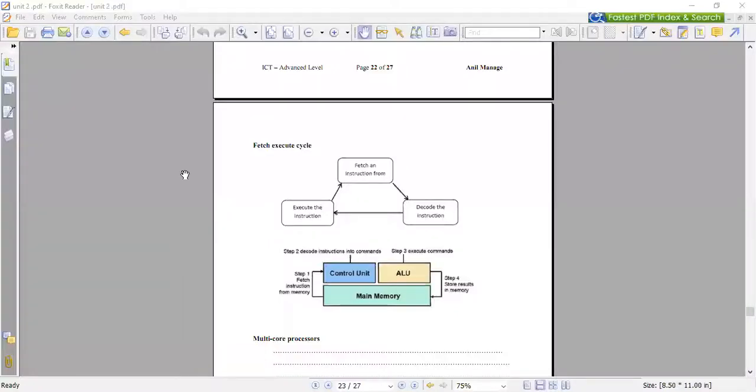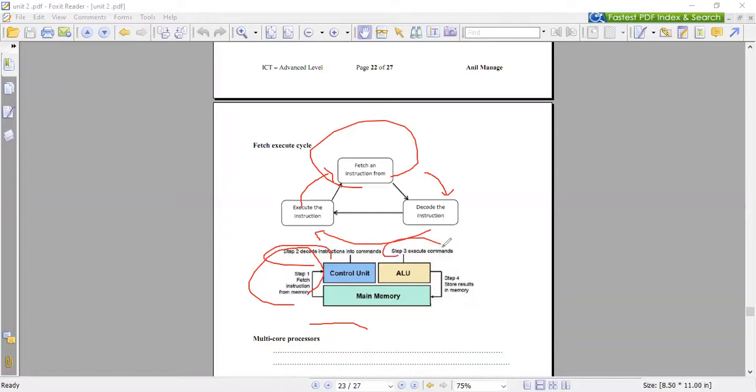Fetch execute cycle. Now you can see it is fetching an instruction from the memory actually. Then decoding it. So what I told you, that is decoding. Then executing. Then again, fetching the next instruction. So this is called the fetch execute cycle. Now if I go into detail for that, what is happening? This is step one, fetching the instruction. Then second step, decoding. Third step, executing.